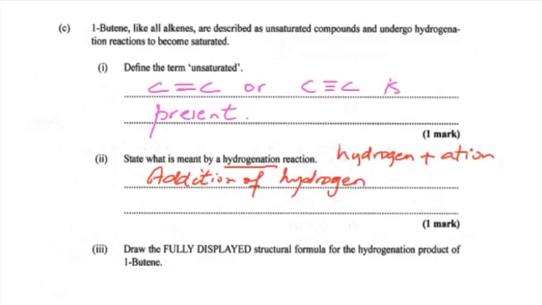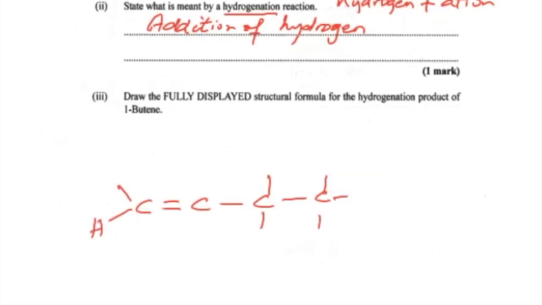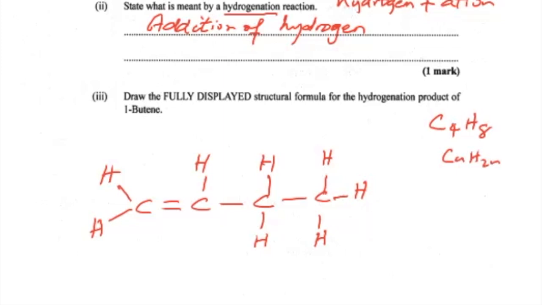So it's the addition of hydrogen. We're going to go back to but-1-ene. They want us to draw the fully displayed structural formula of the hydrogenation product. But before we get to the product, I want you to see where the hydrogen is going to go. As is, it doesn't have the maximum number of hydrogens. Its counterpart, butane, would have the maximum number of hydrogens that it can hold. The formula for this compound is C4H8, coming from the general formula CnH2n.